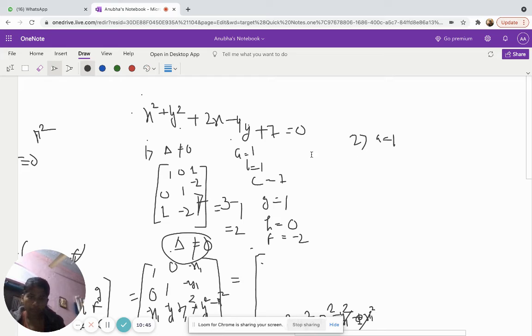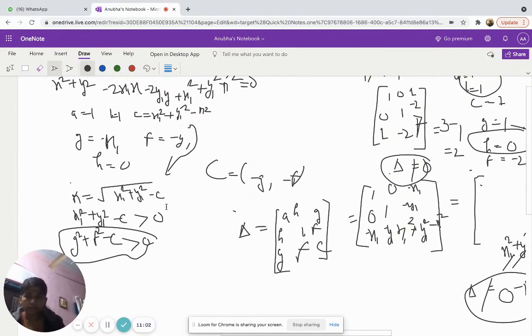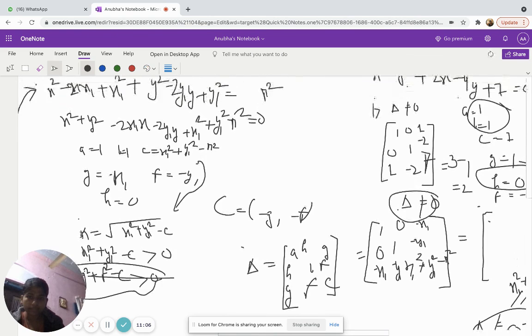I already see that A is equal to 1 and B equal to 1. So the second condition is satisfied. The third condition is H equal to 0. Here we see that H equal to 0. So the third condition is also satisfied. Now the fourth condition is that the radius must be a real number. For this, I can simply use the formula that I previously defined, that is g square plus f square minus c is greater than 0.